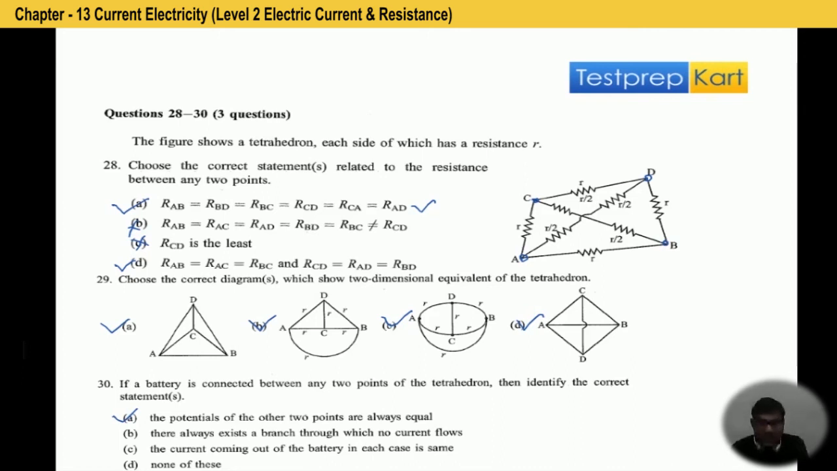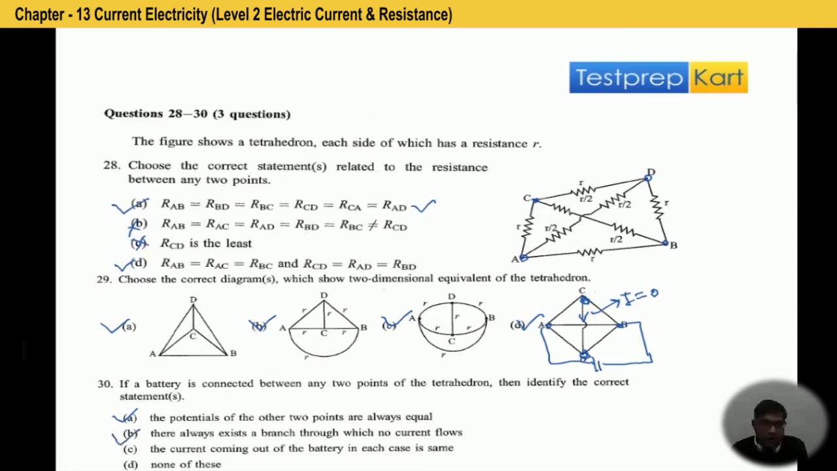There always exists a branch through which there is no current. Here we can see. Let's check in this circuit. Suppose if we'll connect a voltage here, then due to symmetry, potential of point C and potential of point D would remain same. So if there is no potential difference between point C and D, then net current passing through CD would be equal to 0. So hence, due to symmetry, if we'll connect a battery between any 2 points, then there will be at least one branch in which there will be no current.